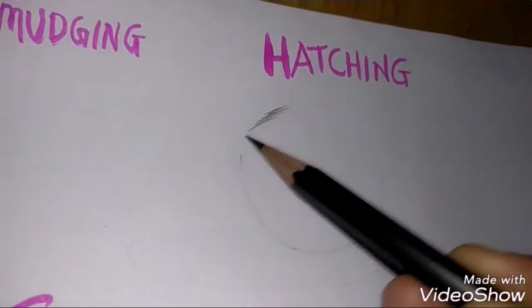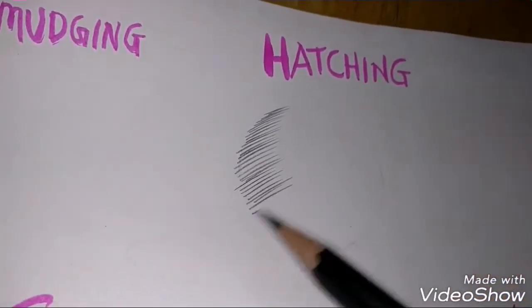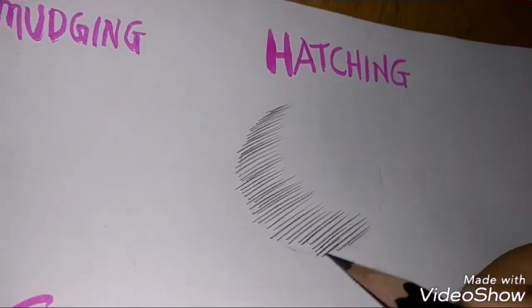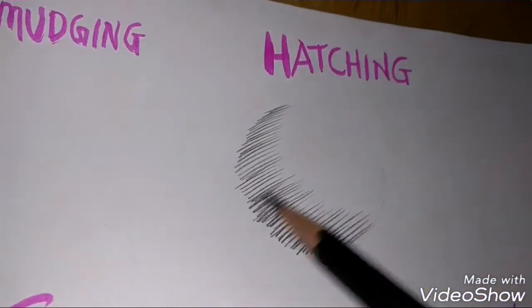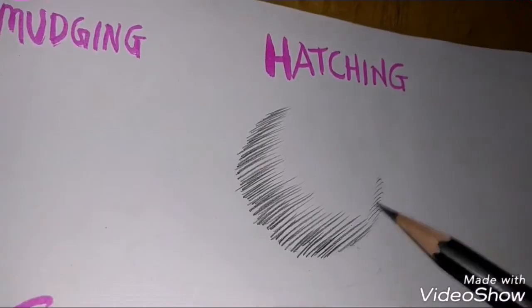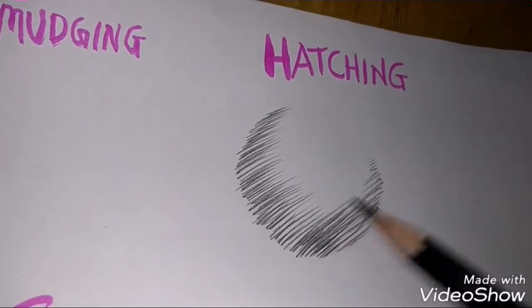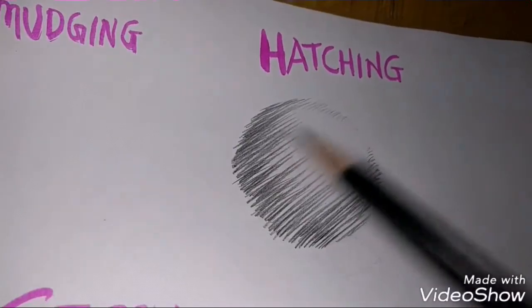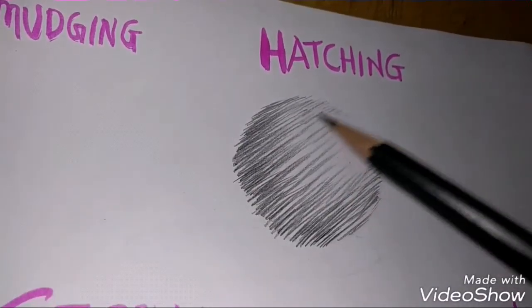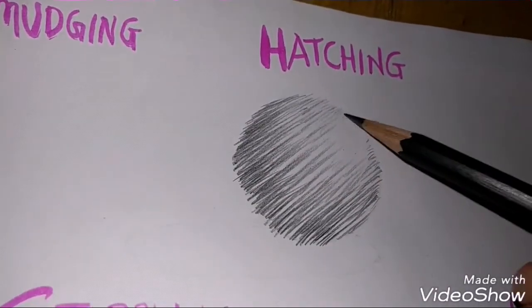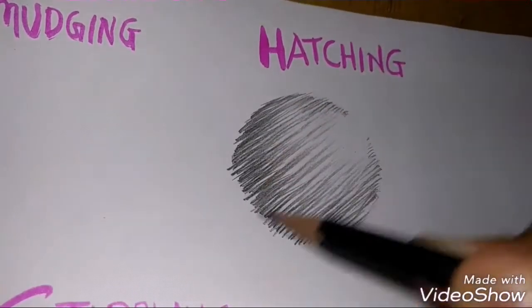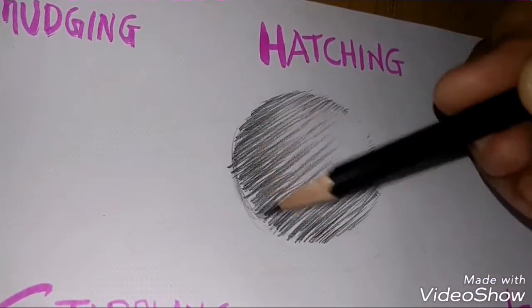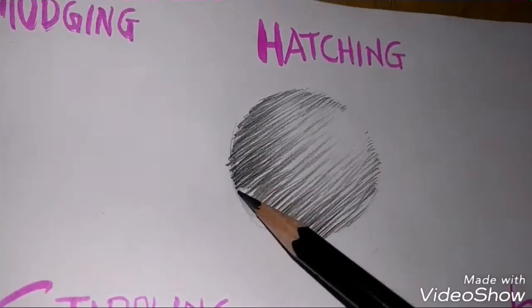Now moving on, the second technique is hatching. Now this is again one of the most common techniques used. This is basically the smooth shading smudging technique minus the blending part. You do the same as you did for the first technique, except the blending part. You don't blend. In this technique, you draw very thin parallel lines together.